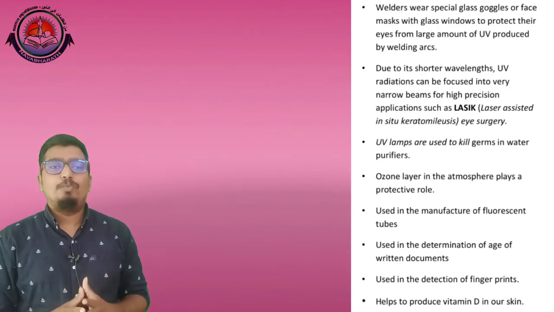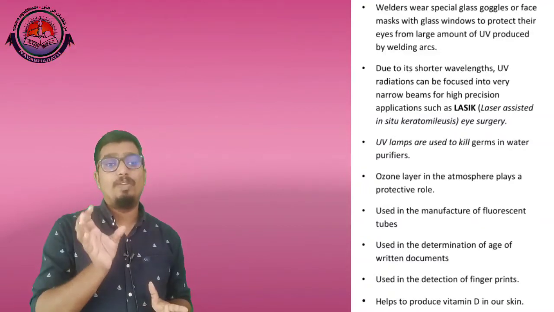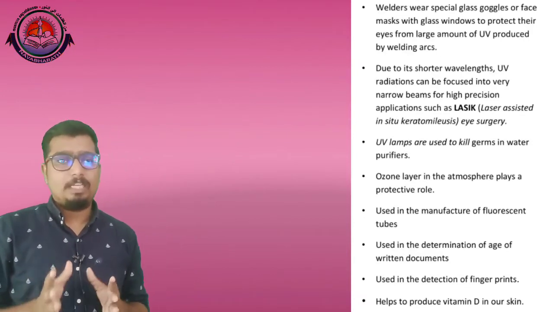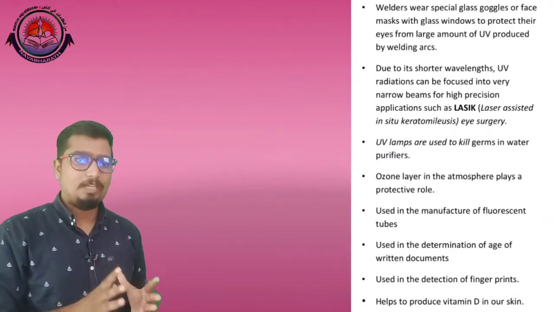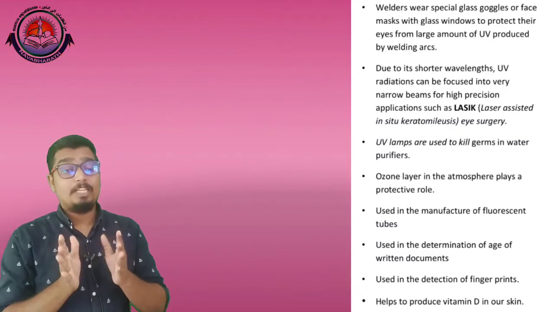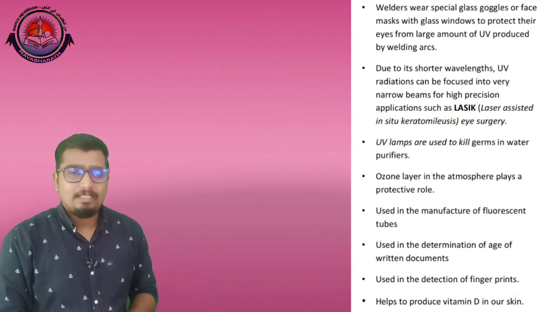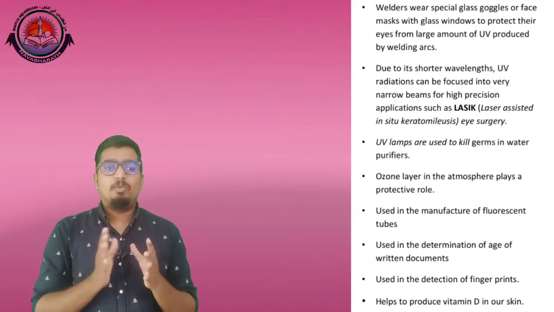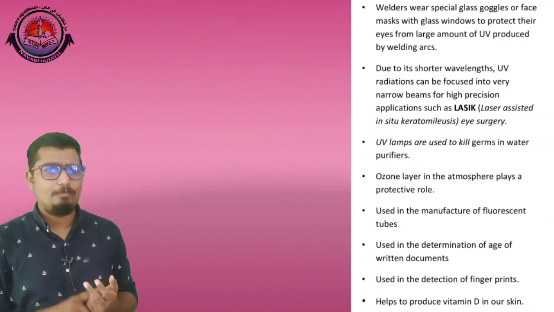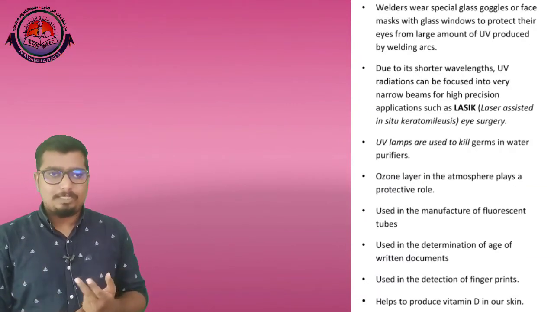UV lamps are used to kill germs in water purifiers. The ozone layer in the atmosphere plays a protective role from this ultraviolet. Another important use is in the manufacture of fluorescent tubes or CFL, compact fluorescent lamps.